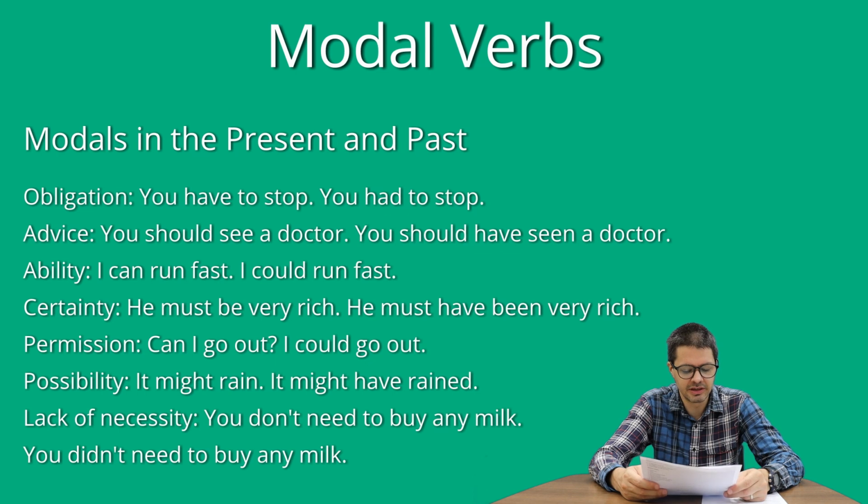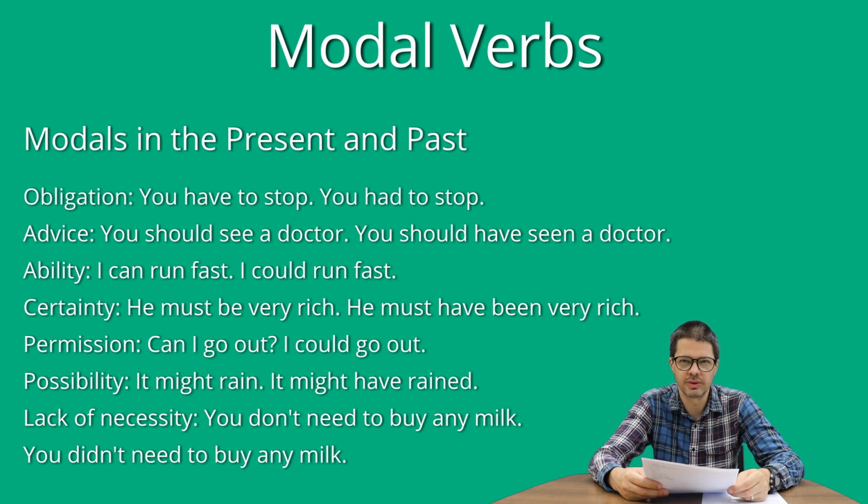So for obligation, you have to stop. Present tense. Past tense, you had to stop. Advice, you should see a doctor. Present tense. Past tense, you should have seen a doctor. Ability, I can run fast. I could run fast. Certainty, he must be very rich. He must have been very rich.